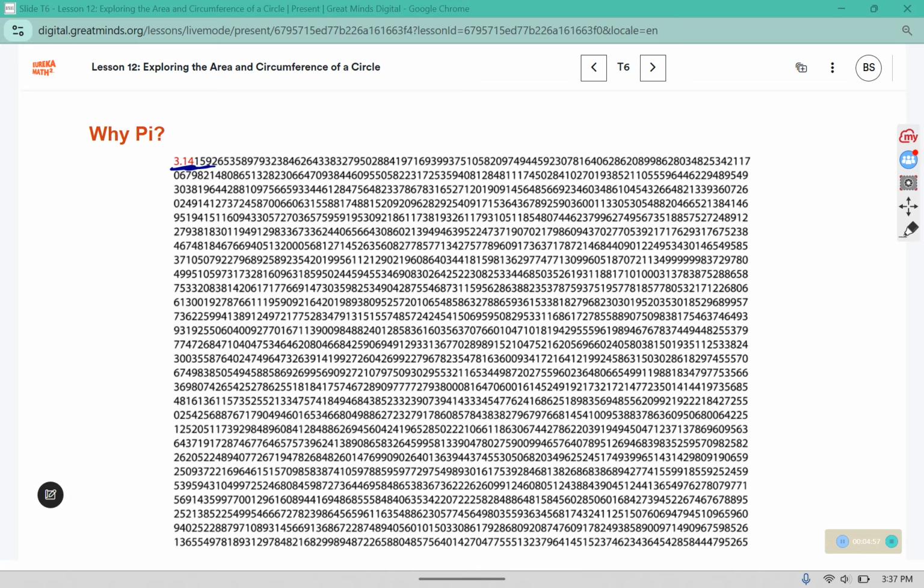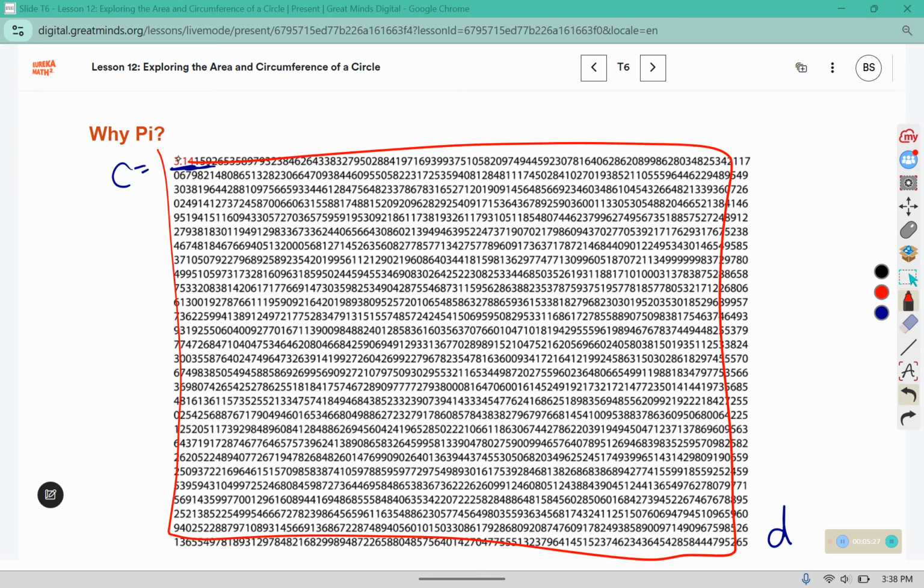This pi, the value of pi, is that constant of proportionality between the circumference and the diameter. But it never stops and it never repeats. There's no repeating pattern to this value of pi. So instead of trying to write c equals all of these digits times the diameter for our equation, we use a symbol that represents this number, and the symbol we use is the symbol for pi.